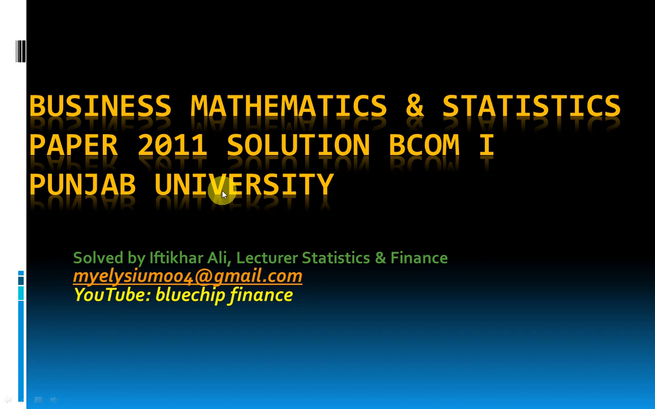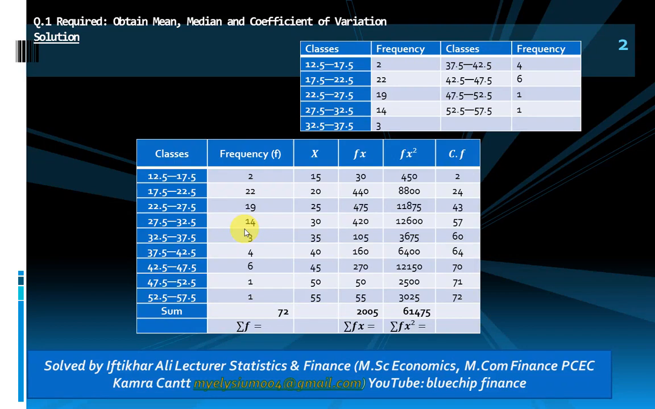In this video we are going to discuss the paper of Business Mathematics and Statistics 2011, Punjab University, for BCOM 1. The first question is: obtain mean, median and coefficient of variation for the following data. The data is given here, classes and frequencies.